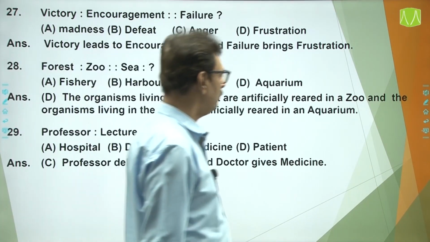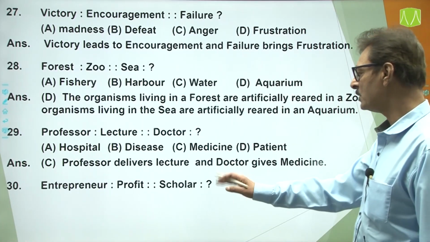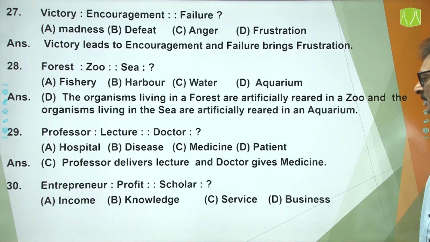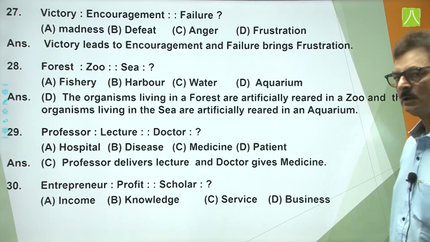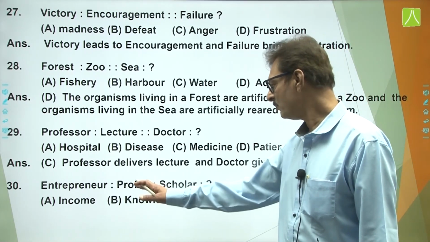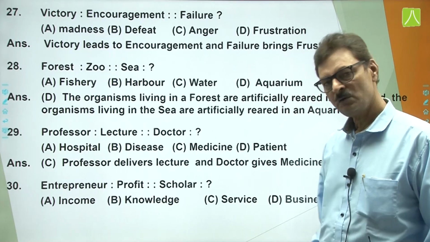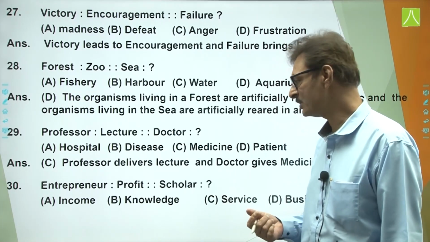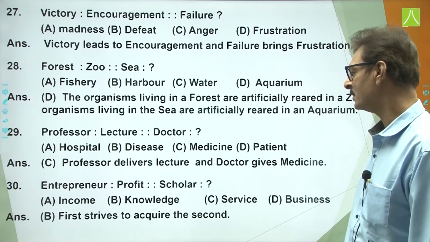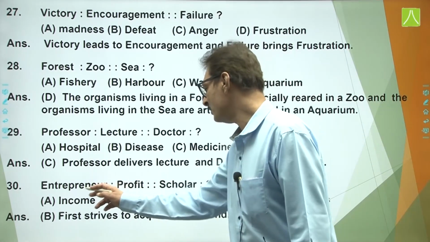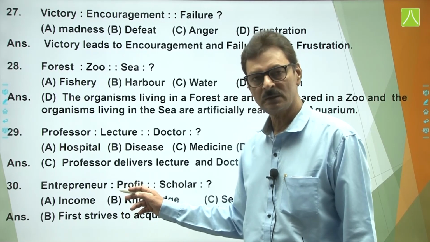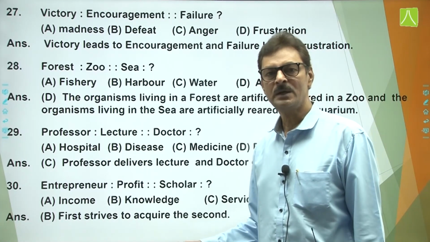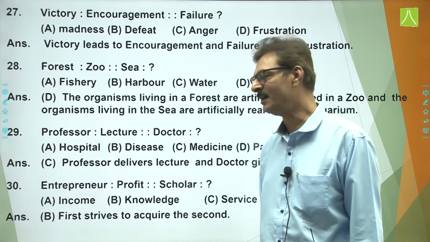And one more one for you. Entrepreneur is to profit, scholar is to what? Entrepreneur is to profit, scholar is to what? Entrepreneur, the businessmen, they work for profit. Scholar works for what? Income. No doubt income is necessary, but does the scholar work for income? No, he works to acquire the knowledge. So B should be the correct answer for this. The first strives to acquire the second. Entrepreneurs always strive, work hard for more profit, and scholars strive to get more and more knowledge. That is their aim.